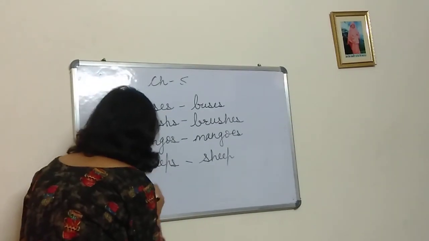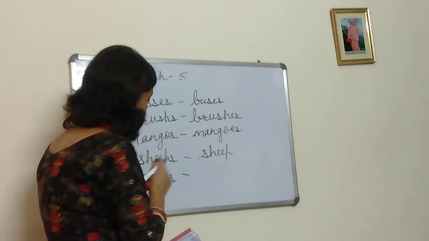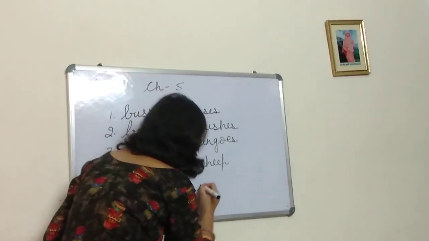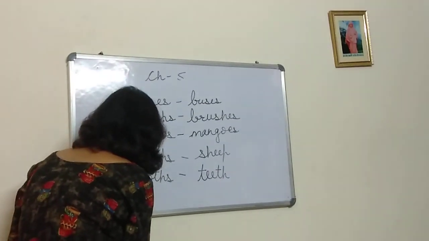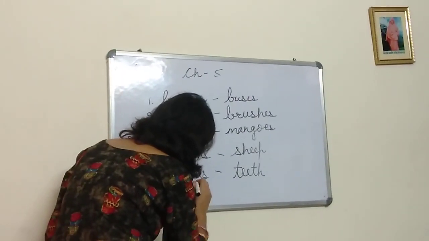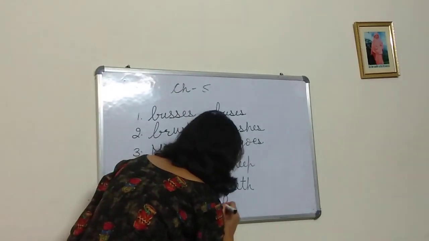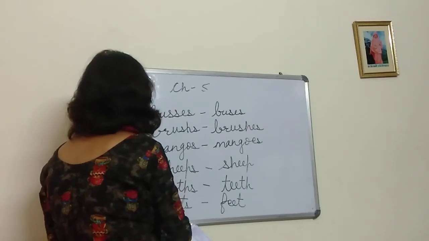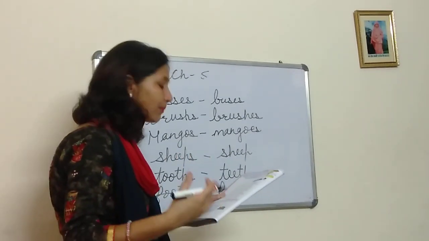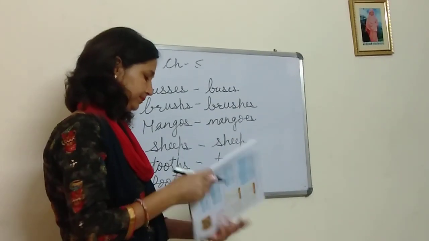Then tooths. Is it correct? No, this is not correct. We don't call tooths, we call teeth. Then foots. This plural is correct? No, this is not correct. The correct one is feet. So, I hope all these are clear. Now, I will tell you some rules how to make plural by singular.